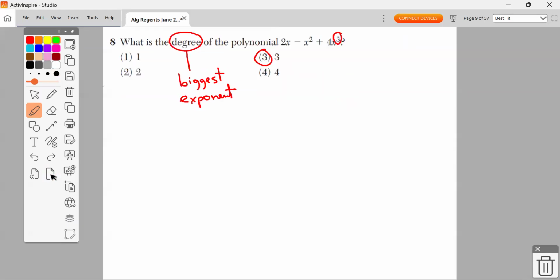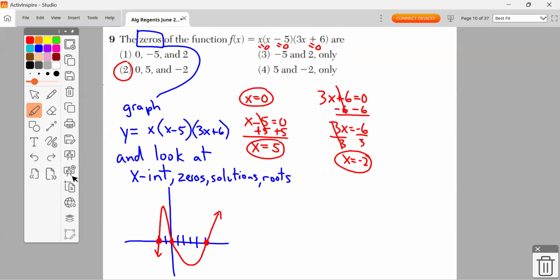In question number 8, what is the degree of the polynomial? The degree is your biggest exponent. That is a 3. All right, right there, that's your 3. So it's a third degree polynomial.